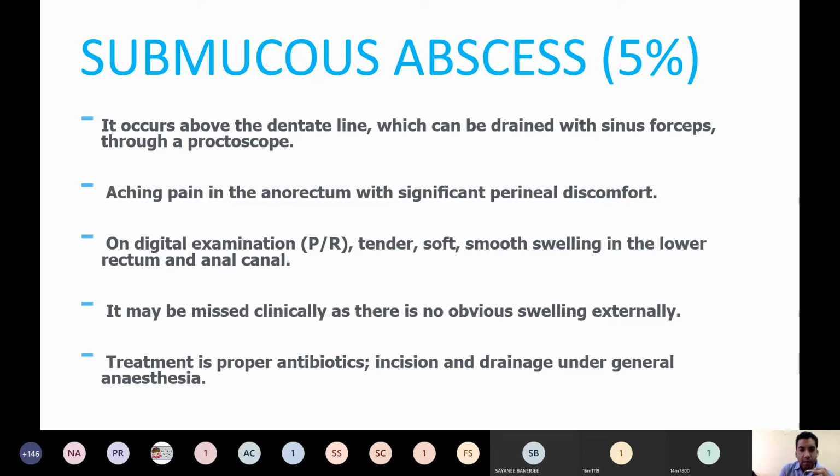Okay, and smooth swelling is noted in the lower rectum and anal canal. It may be missed clinically as there are no obvious signs externally. Treatment is again proper antibiotics, incision and drainage under general anesthesia.